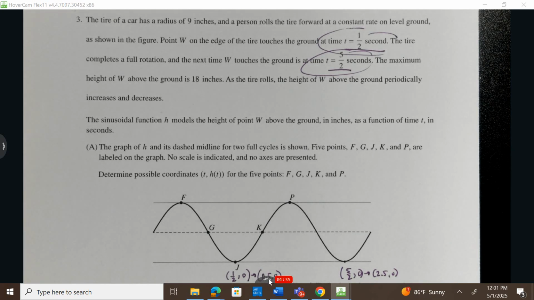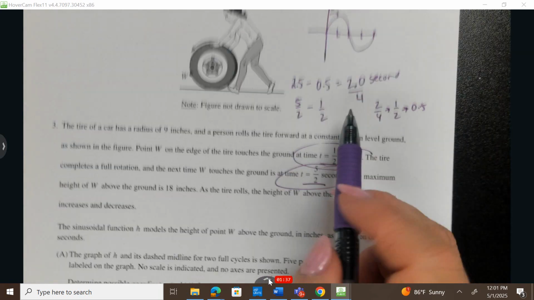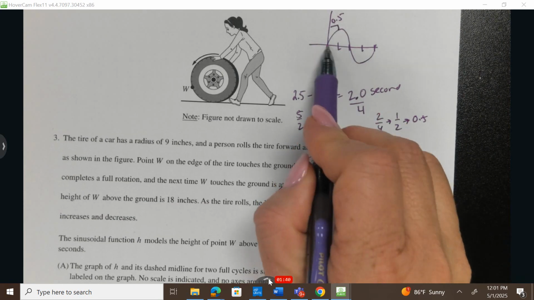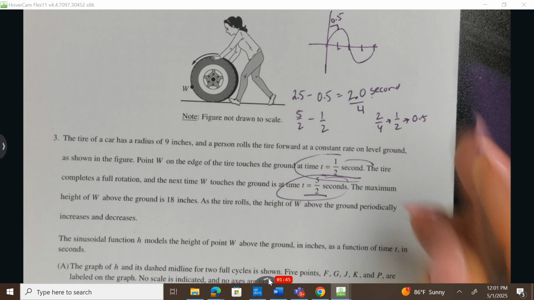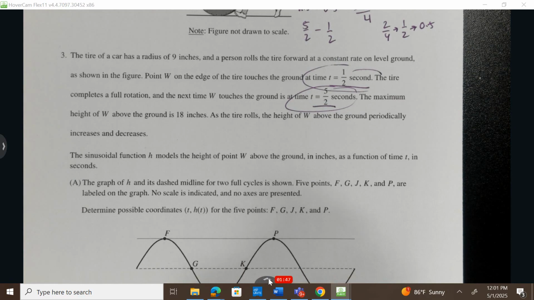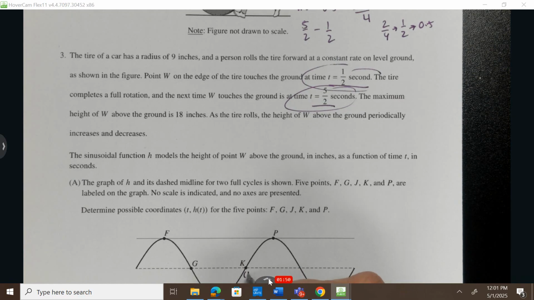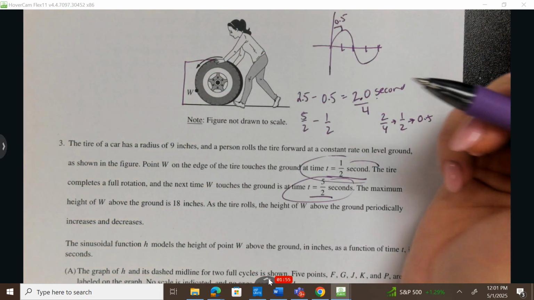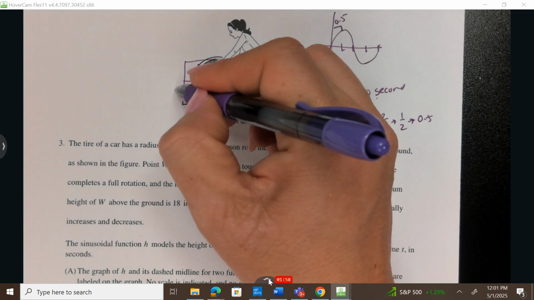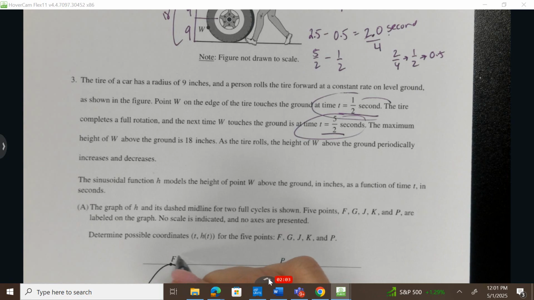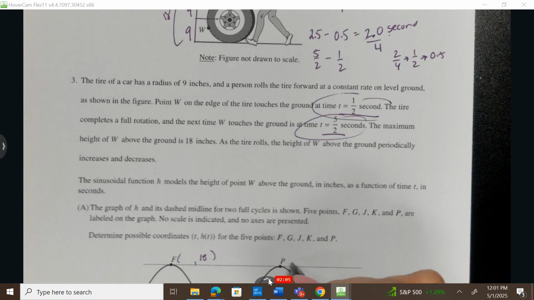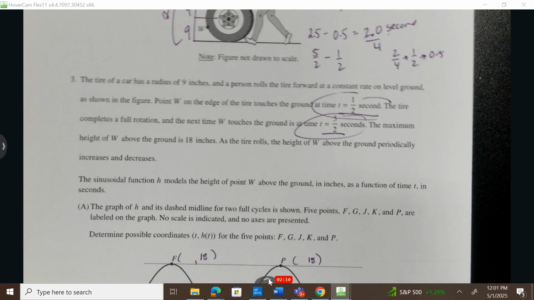Each one of these segments is 0.5, right? So 0.5 and 0.5 is 1, 0.5 and 0.5 is another one, for a total of 2 seconds, this horizontal distance. So if I'm at 0.5 and I add another 0.5, I'm at 1.0. And remember, it is a total height above ground of 18, and the center of the radius is 9. So 9 up, another 9 for a total of 18 inches above. So the height here is 18, and the height here is 18. The height here is 9. It's midway up. The height here is 9.